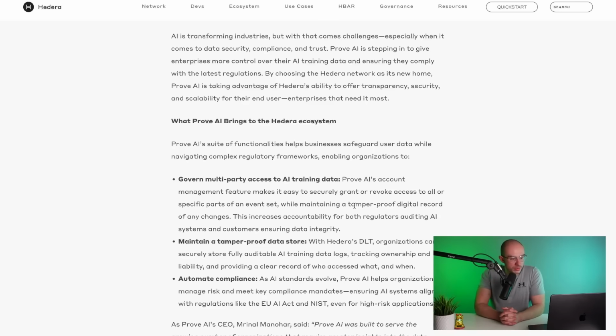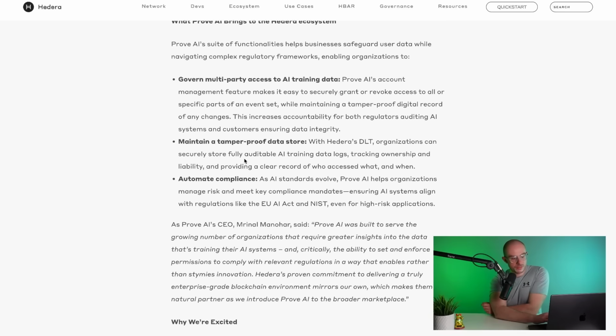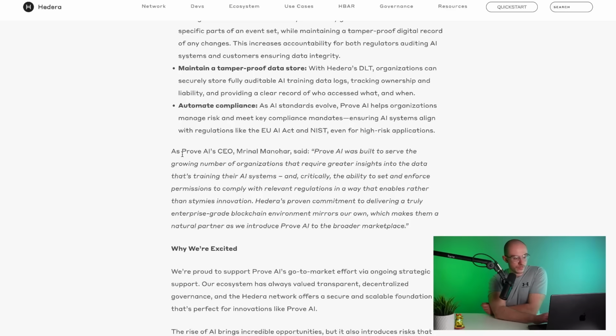So what Proof AI brings to the Hedera ecosystem: Proof AI's suite of functionalities helps businesses safeguard user data while navigating a complex regulatory framework, enabling organizations to govern multi-party access to AI training data, maintain tamper-proof data stores, and automate compliance. As Proof AI's CEO, we're not going to bother saying the individual's name, said Proof AI was built to serve the growing number of organizations that require greater insights into the data that's training their AI systems.